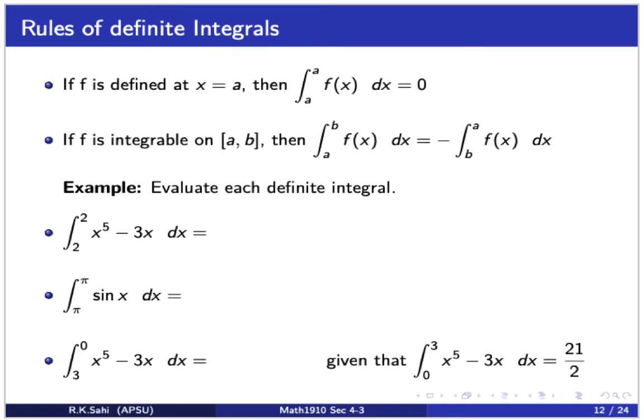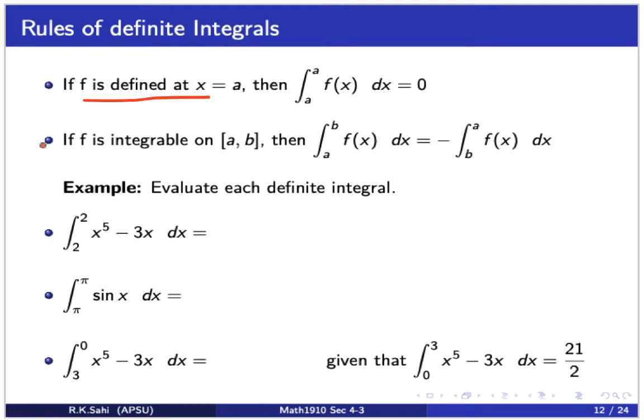Hello everyone, we are continuing on our definite integrals. This time we are going to work on rules of definite integrals. So let's start with the first two rules. It says if a function is defined at x equal to a, then the integral from a to a f(x) dx is 0. Pretty simple.